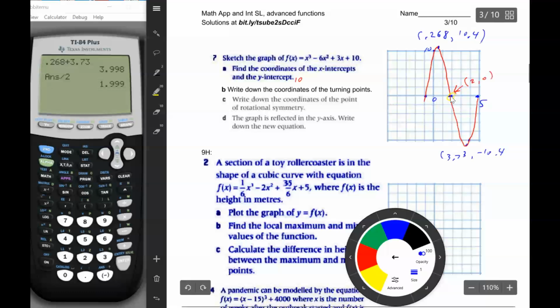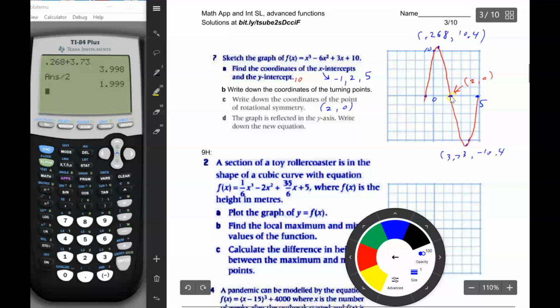So the x-intercepts, oh, we forgot to answer x-intercepts. So the x-intercepts are -1, 2, and 5. And the turning points I wrote down on the graph. Write down the coordinate of the point of rotational symmetry, it's 2, 0.